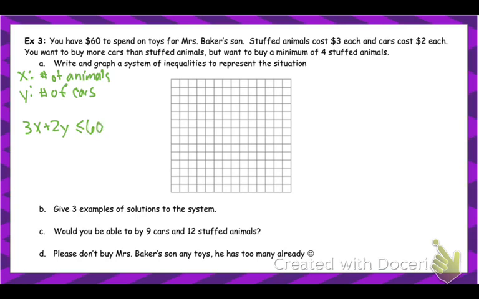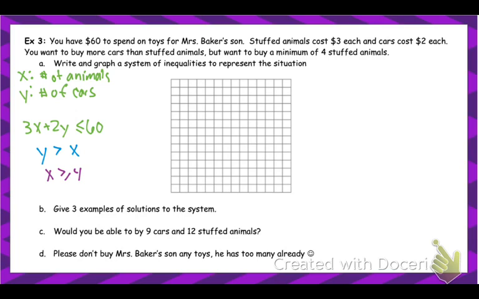The other information that's given, it tells me that I want to buy more cars than stuffed animals, so cars are going to be greater than, not or equal to in this case, I apologize. y is greater than x. Then my last criteria, it tells me that I want to buy a minimum of 4 stuffed animals. So I want x to be greater than or equal to 4.